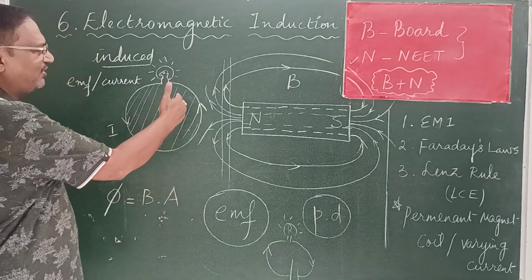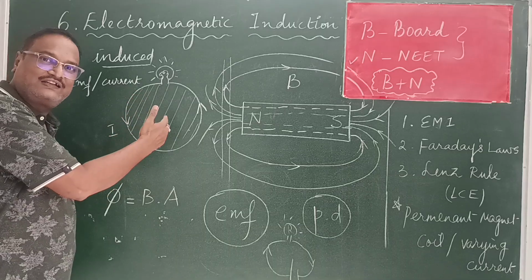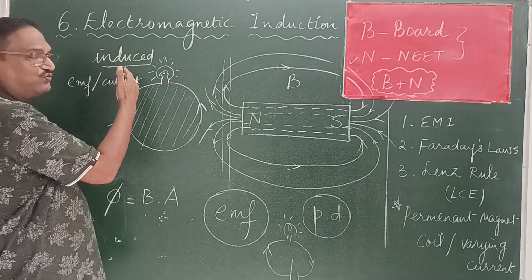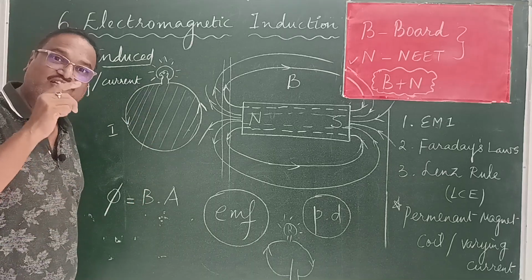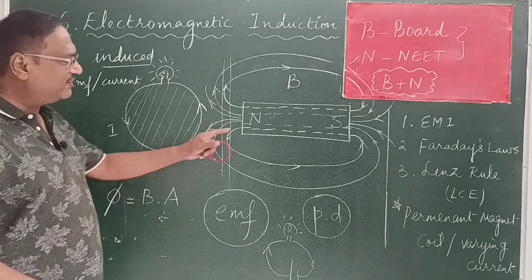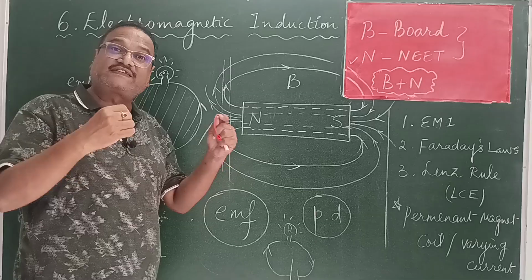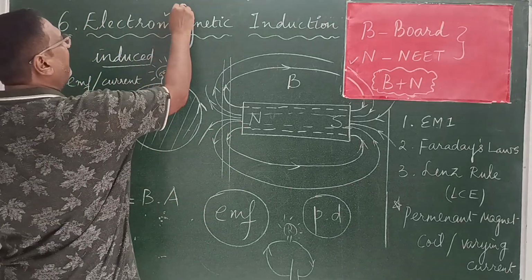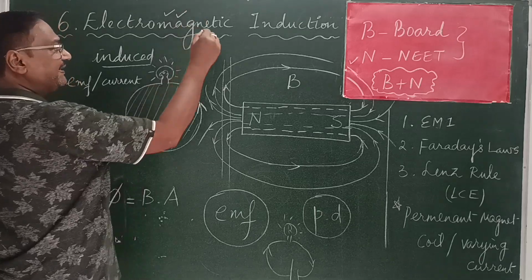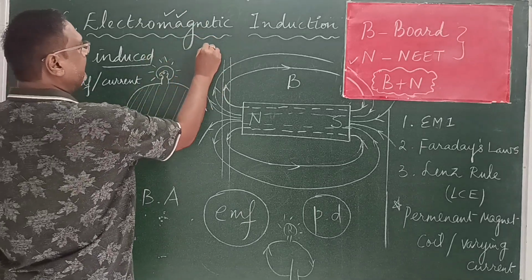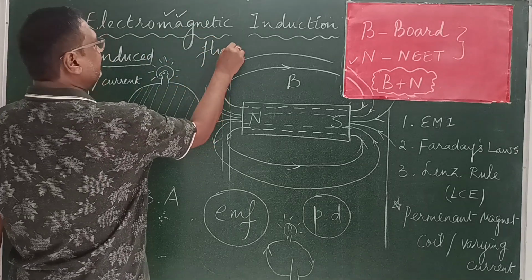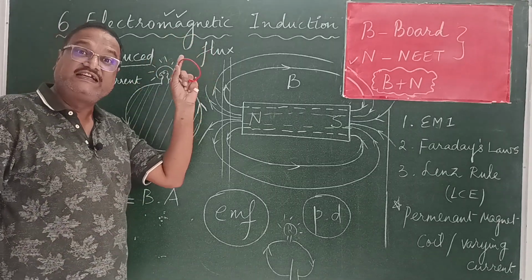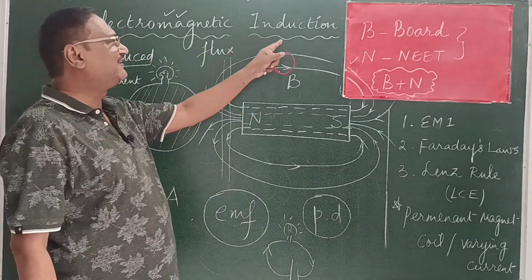Then the electron starts moving, and that is causing an induced EMF. That is why it is called induced EMF. Now who is provoking? Who is making that to happen? That is the change in magnetic field or magnetic flux. More precisely, the word is flux. The change in the magnetic flux induces a current.